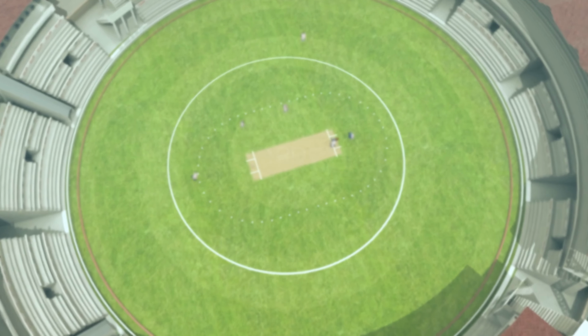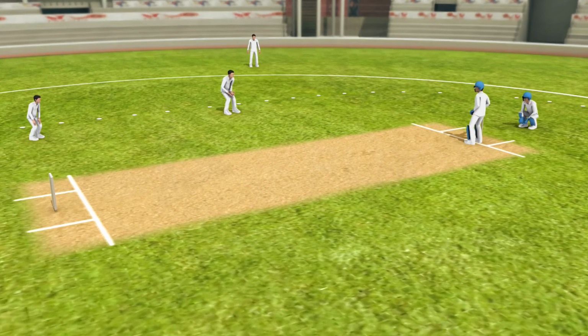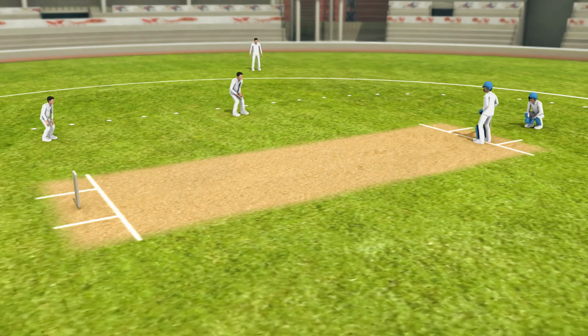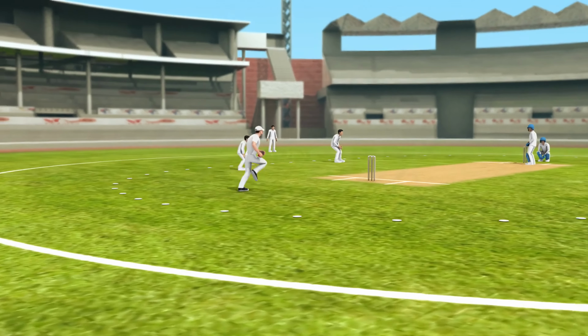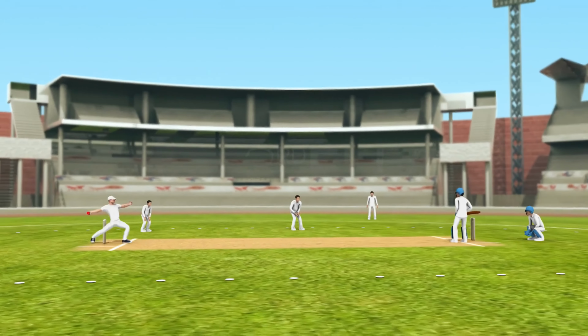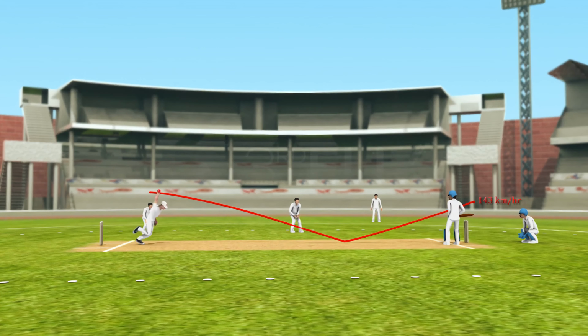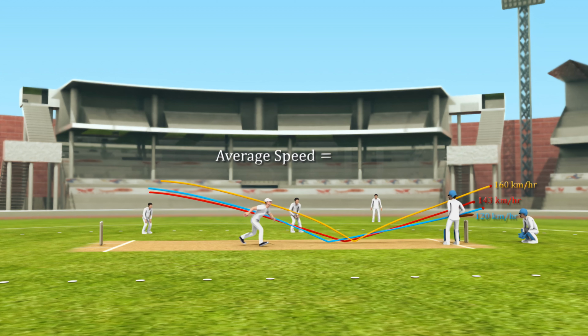For example, in a cricket match, the distance between wickets remained the same for each ball bowled, but the speed of each ball varies. The average speed of the object is defined as the ratio of total distance travelled by the body to the total time taken.